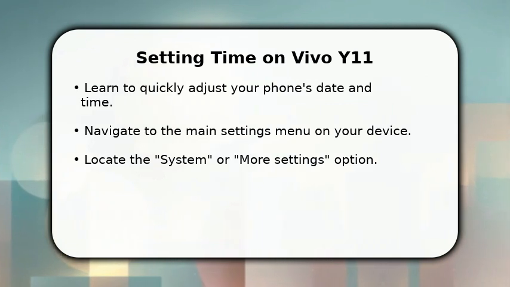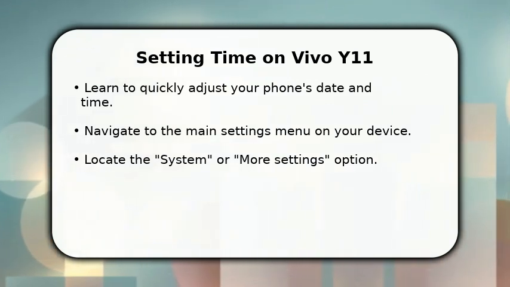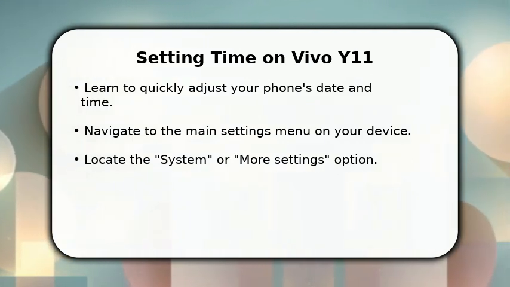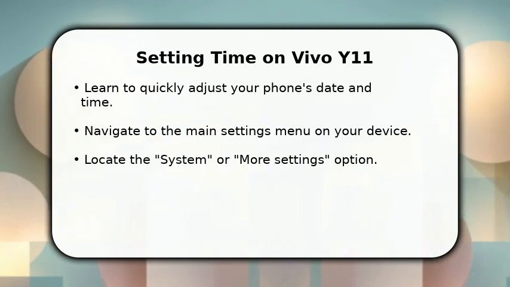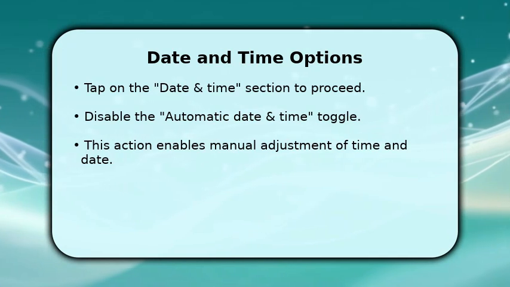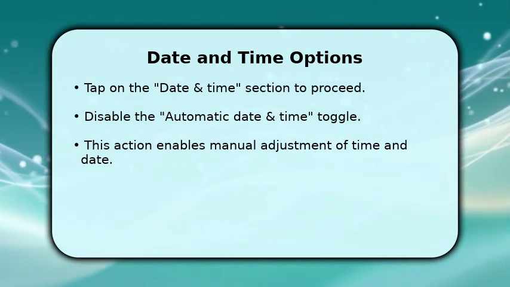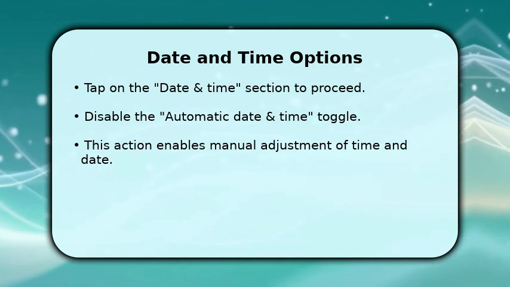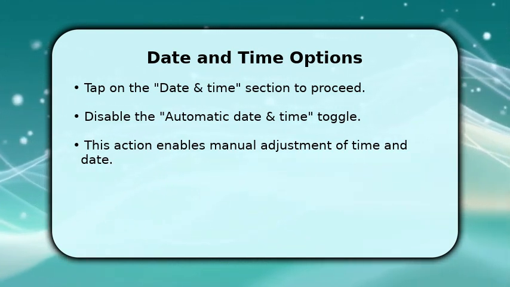You can usually find this by tapping the gear icon on your home screen or in your app drawer. Once in Settings, scroll down to find either System or More Settings. After locating System or More Settings, tap on it. Within this menu, you will find an option labeled Date and Time. Tap this to enter the specific time settings.